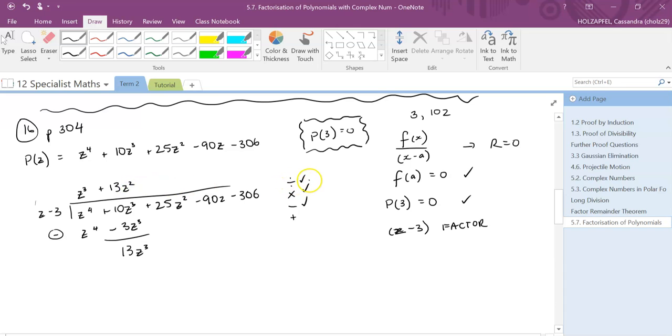Then we're going to multiply. So 13z squared times by the linear factor is going to give me 13z cubed minus 39z squared. And then we're going to subtract. So 13z cubed minus 13z cubed is 0.